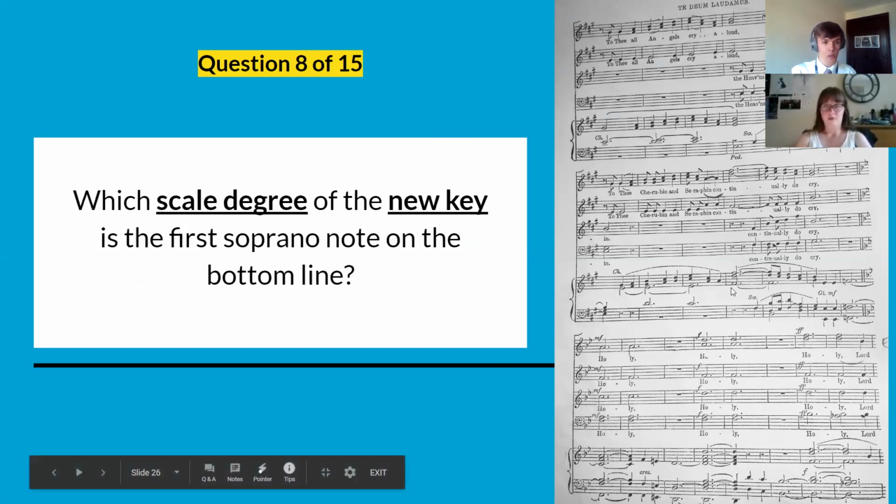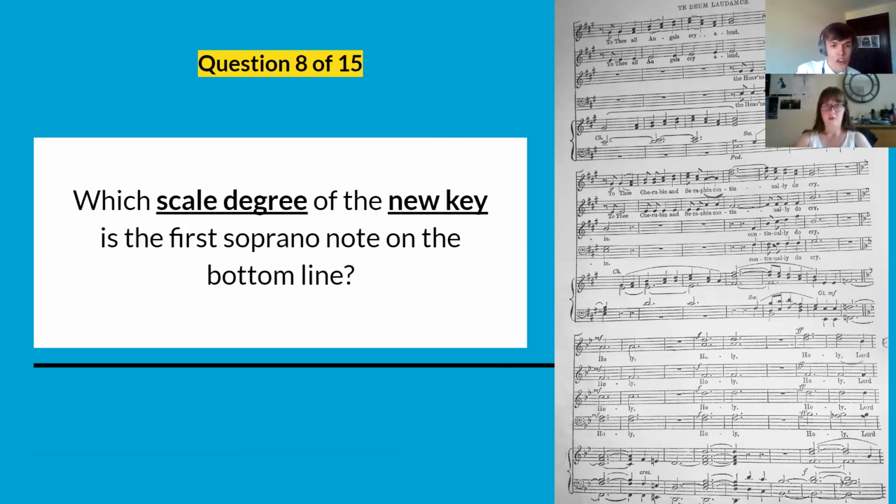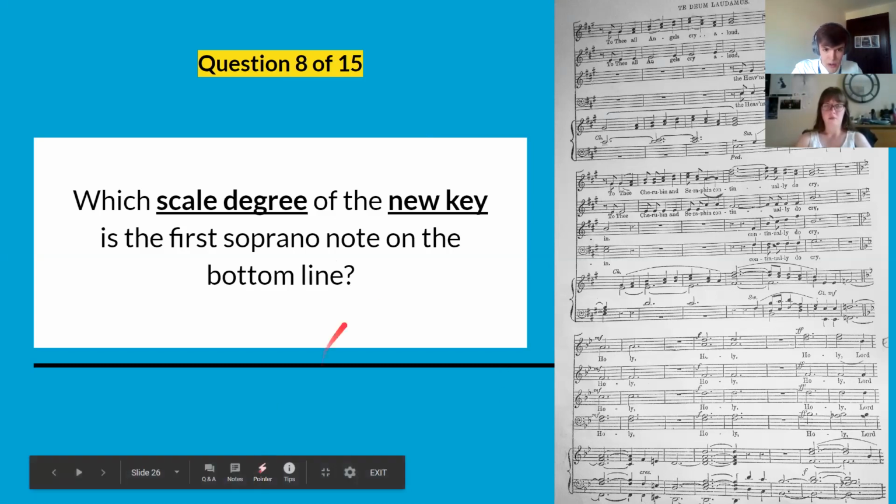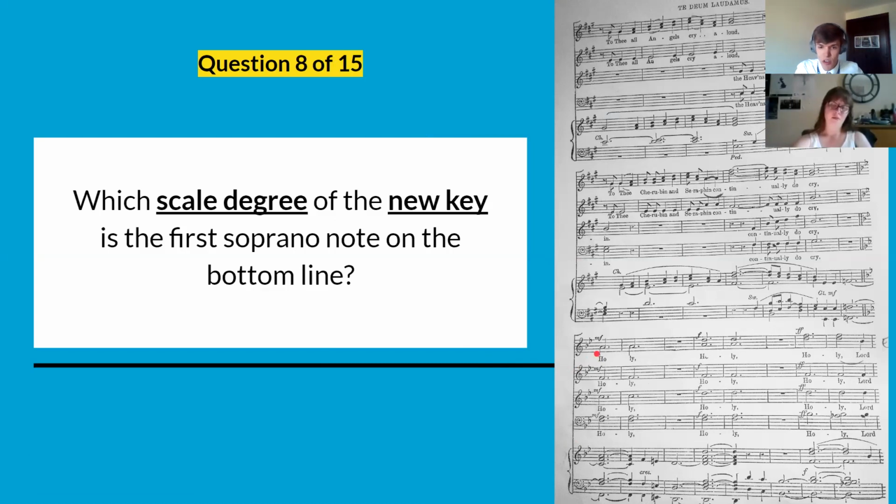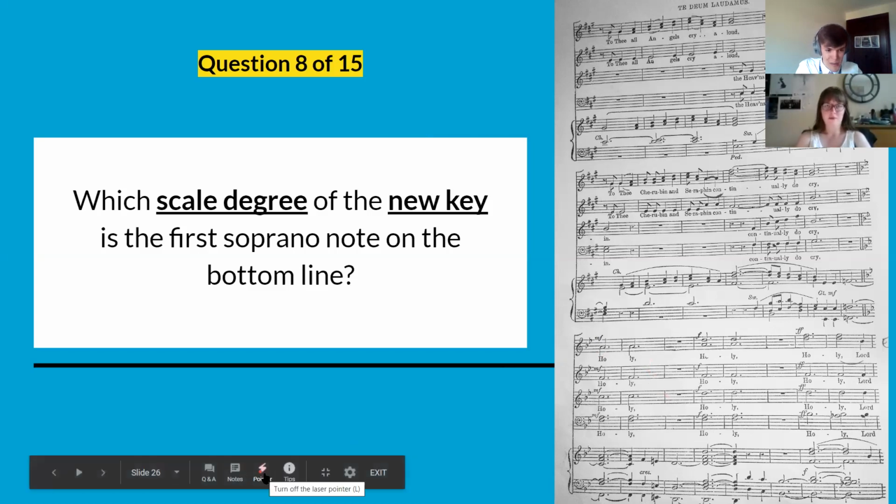Same page again. Which scale degree of the new key is the first soprano note on the bottom line? It's still the bottom line we're talking about. I might be able to get a little pointer. So the first soprano note on the bottom line is here, on the word holy. And we have just changed key. In this new key, which I'm going around, what scale degree is that note there?